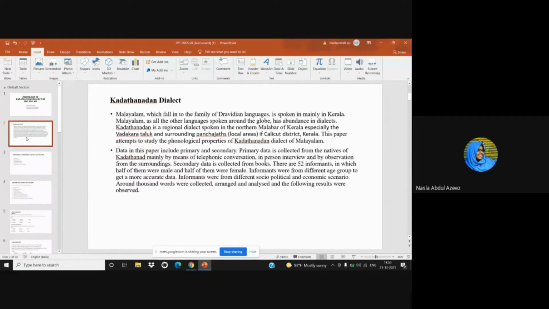This paper attempts to study the phonological properties of Kadathanadan dialect. I have collected data of Kadathanadan dialect both from primary and secondary sources. Primary sources, as we know, are from native speakers of Vadagara Taluk and its surrounding panchayats, through different methods. Secondary data I've collected from a book about the ballads of North Malabar, written by Dr. C. Achyuta Menon. From this I have collected almost 1,500 words, arranged and analyzed them, and I have the following results.